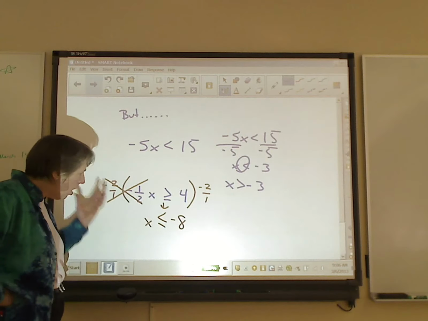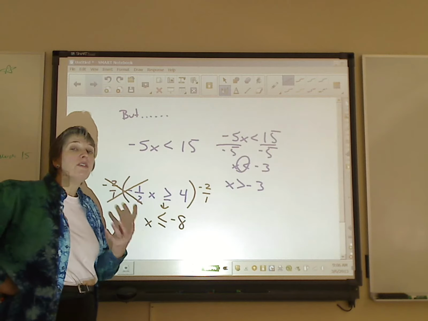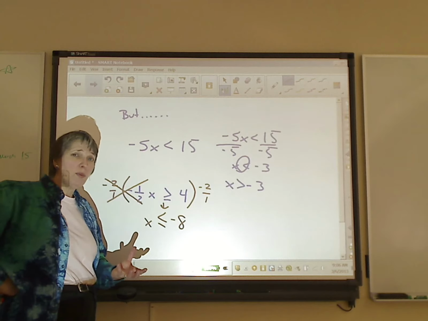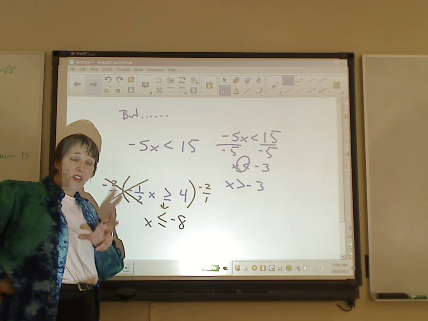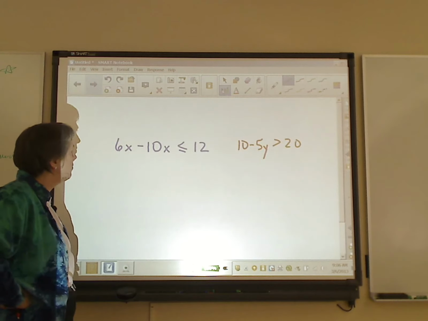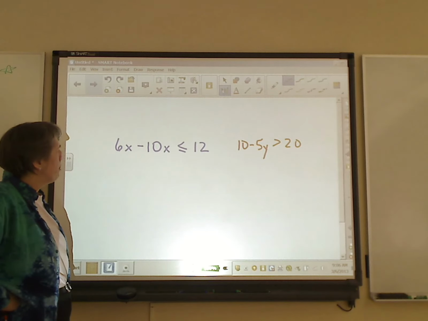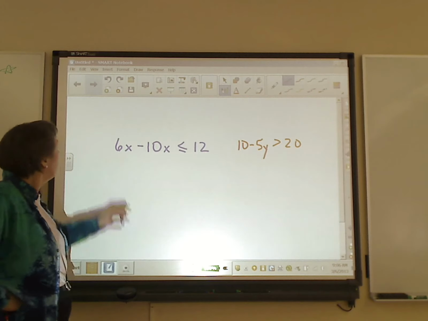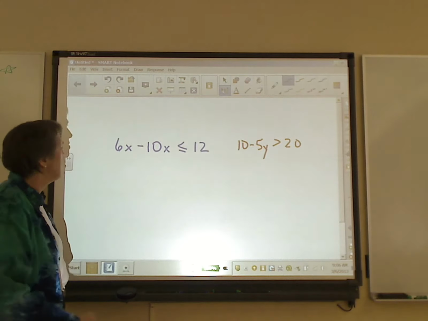Good. So all you have to remember is when you are dividing both sides or multiplying both sides by a negative with an inequality, the sign flips because you're transferring the negative. So let's do these two, I think. Yeah, let's do these two.